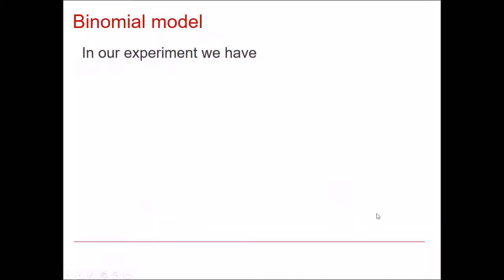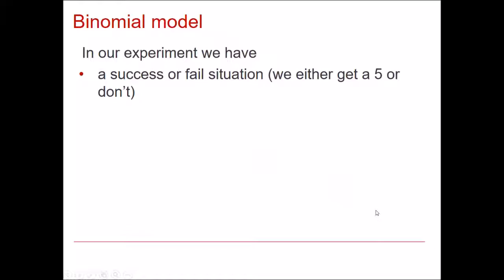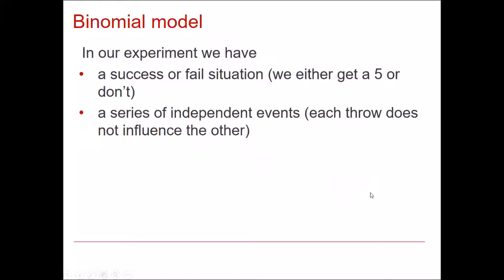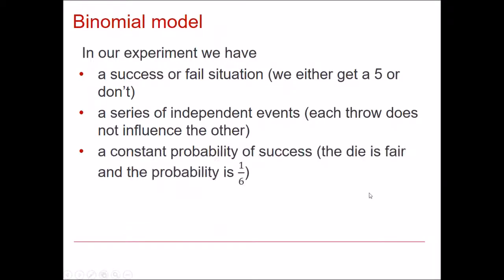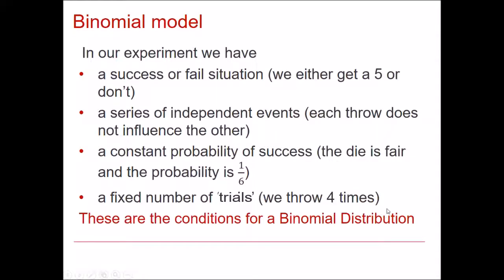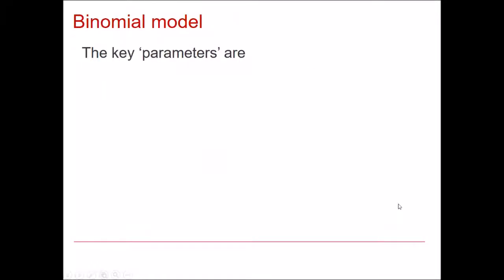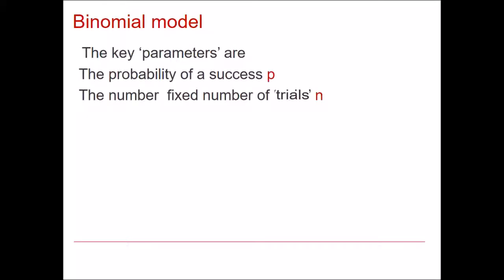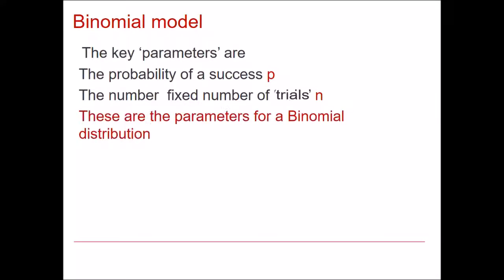Now this is what makes it a binomial model. We have 2 outcomes, a success or fail. We have a series of independent events, a constant probability of success, and a fixed number of trials. And these are considered to be the conditions of a binomial model. So we can just talk about a binomial model by its parameters, that is to say the probability of a success and the fixed number of trials. And if we say these 2 things and tell people that it's a binomial model, the other parts of the model are given.